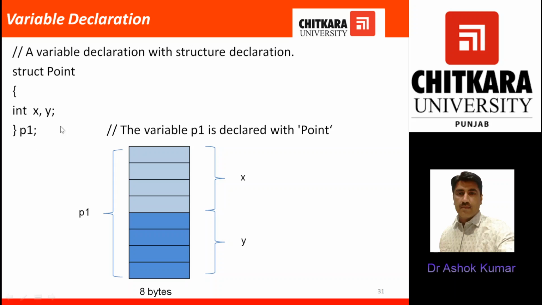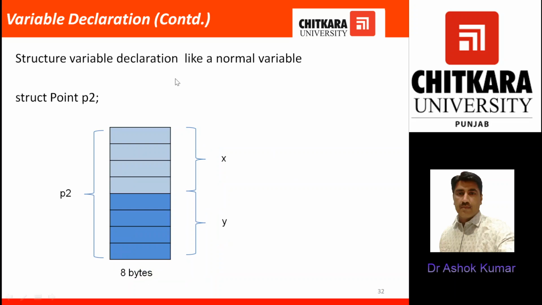So that statement will create 3 variables. This is the second way to declare a structure variable. Here we are declaring a structure variable like a normal variable. So for that you will use this statement: struct, first the keyword struct, then the name of the structure, and after that the variable name. So this is your data type, a user defined data type.